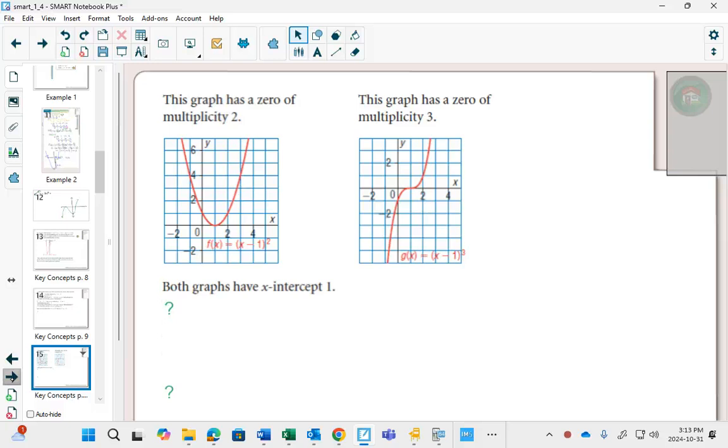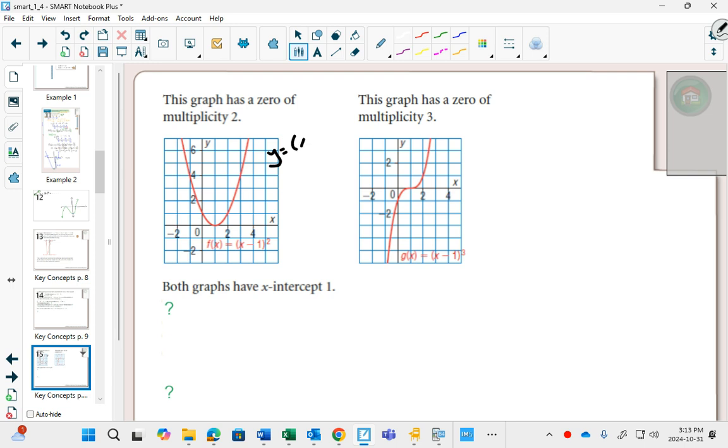If you turn to page 44, you have this graph of f of x equals x minus 1 squared. If you have x minus 1 squared, does it make sense from our transformations unit? All this is a parabola moved 1 to the right. But it has only one x-intercept.